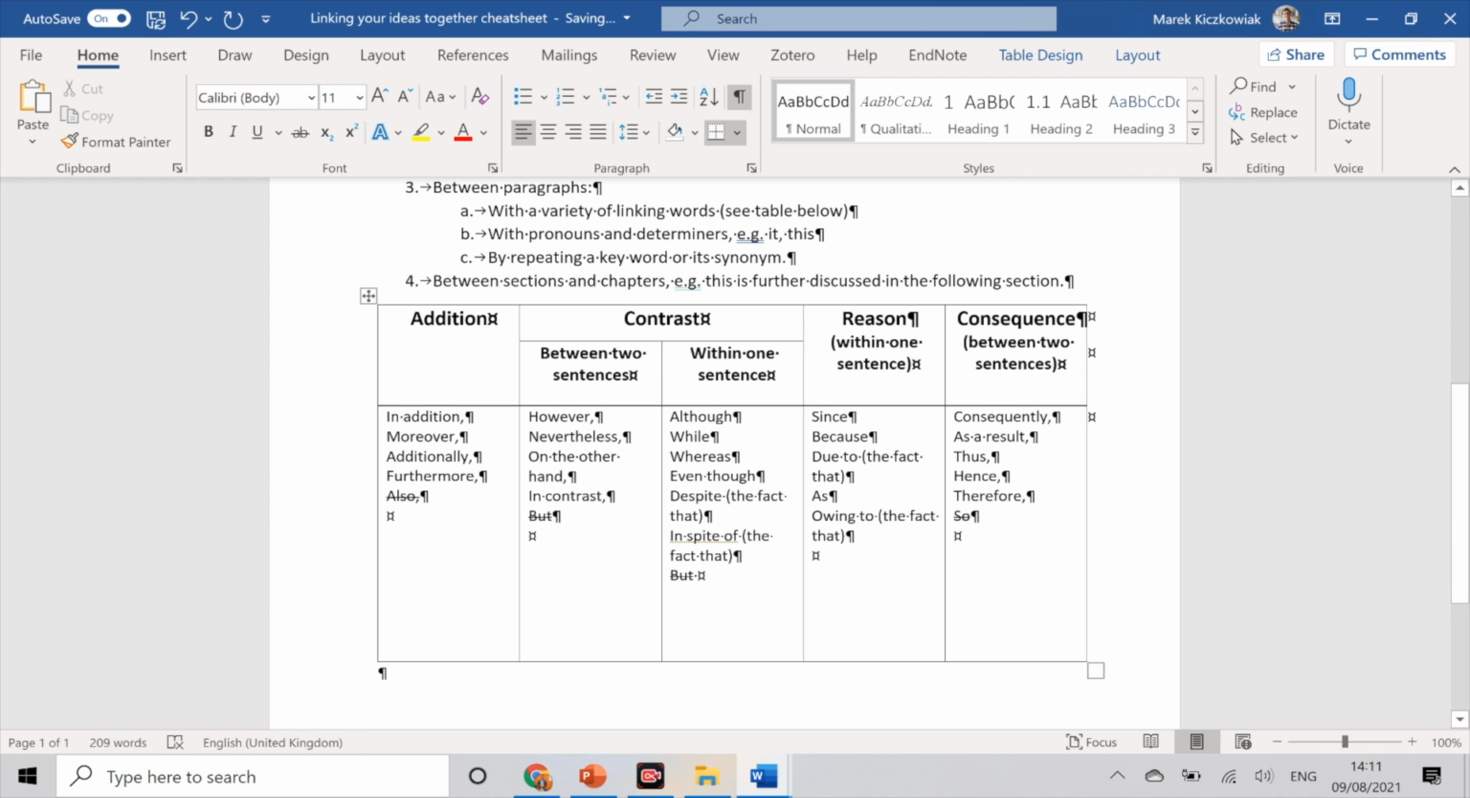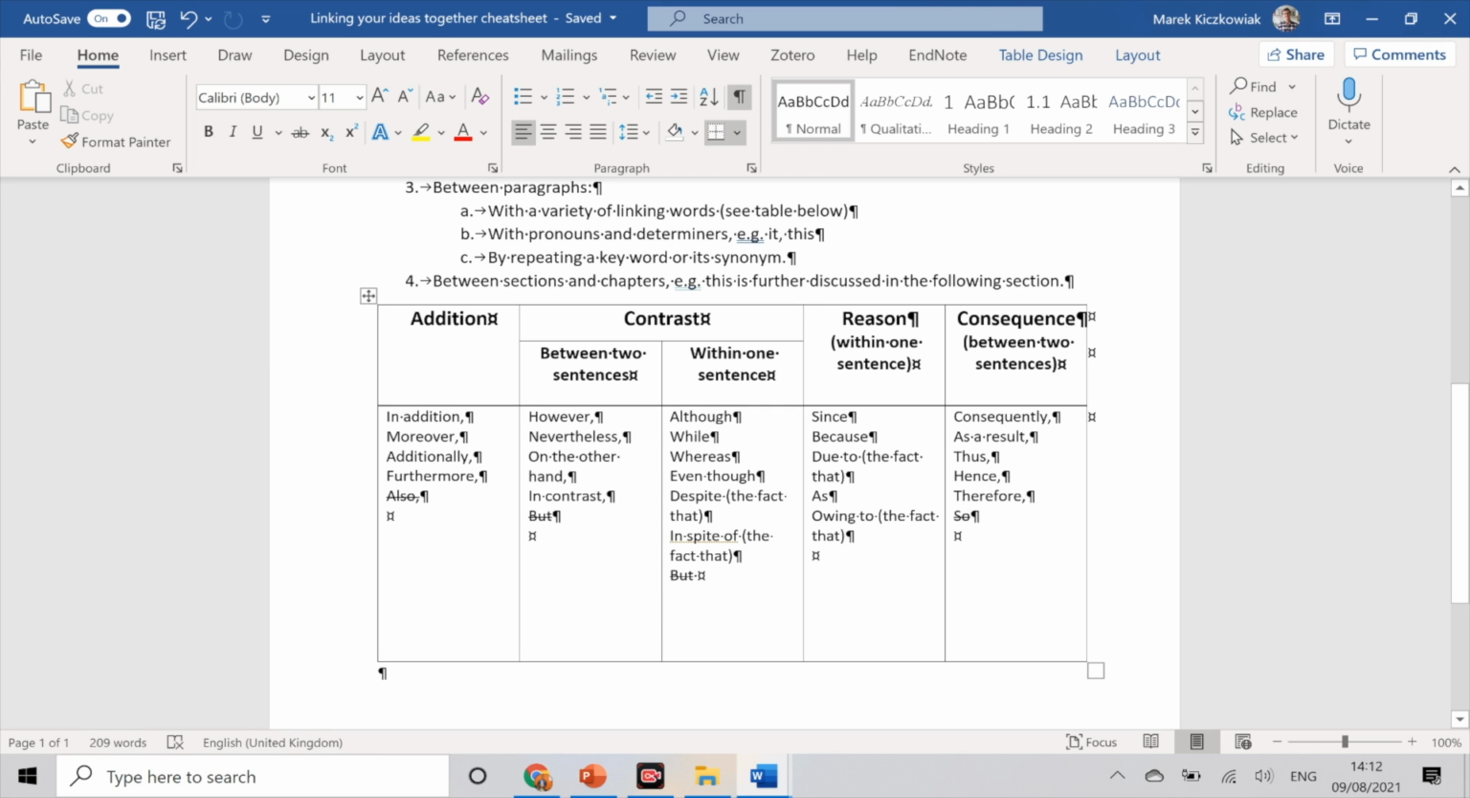So yeah, notice that you can show contrast between 2 sentences. So basically what happens with these words, right, is that you have a sentence before and you finish that sentence, and then the new sentence introduces different information, some sort of contrast, right? And that's when you're going to use these linking words. On the other hand, you can also have linking words within one sentence. So this basically means that you have 2 different ideas in the same sentence, and that's when you're using these words, right?